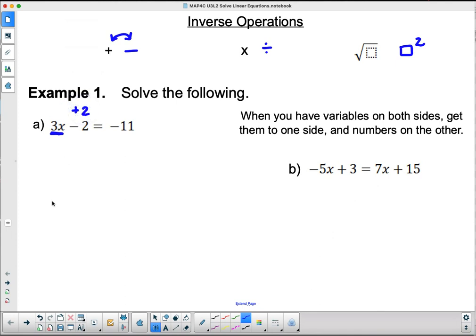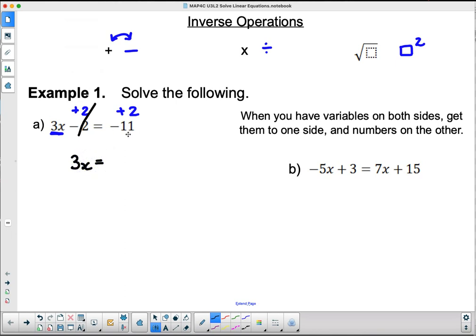And don't forget that golden rule of algebra. Whatever you do to one side, you have to do exactly the same thing to the other. So I'm going to have to add 2 on this side as well. Now, if I add 2 to both sides, this is going to go away, and the only thing I have left on that side is the 3x.